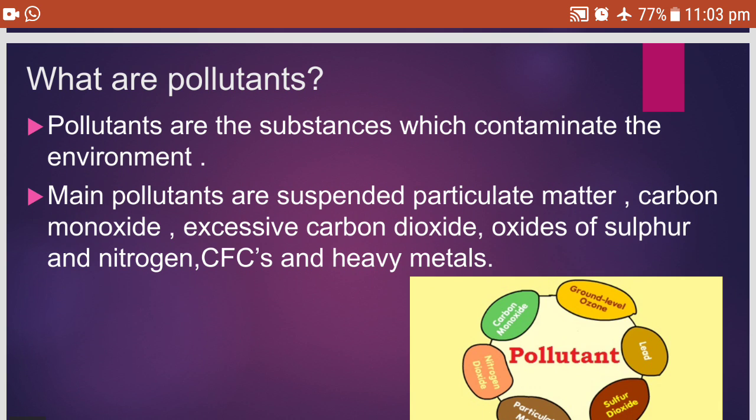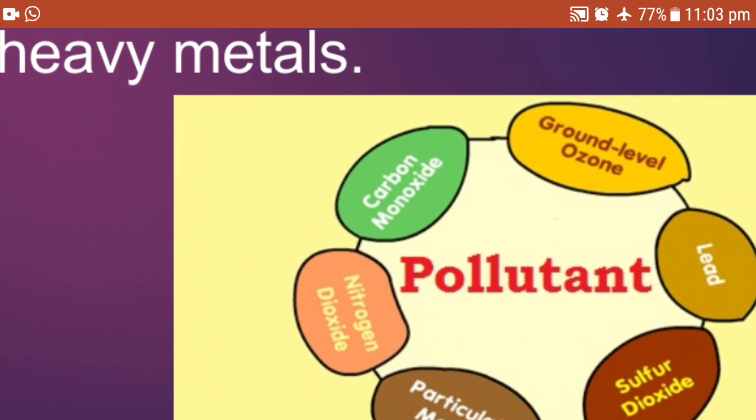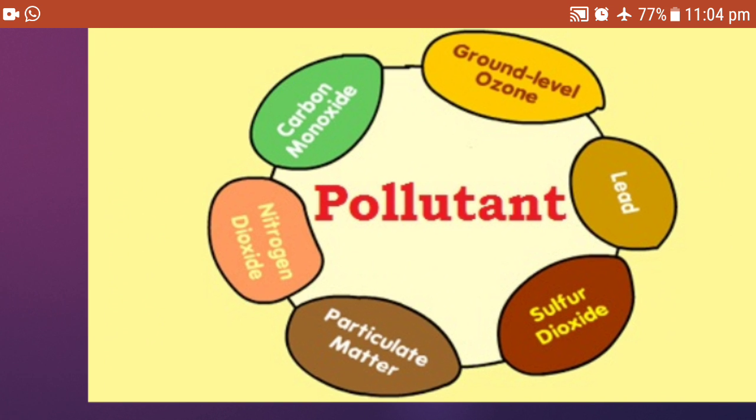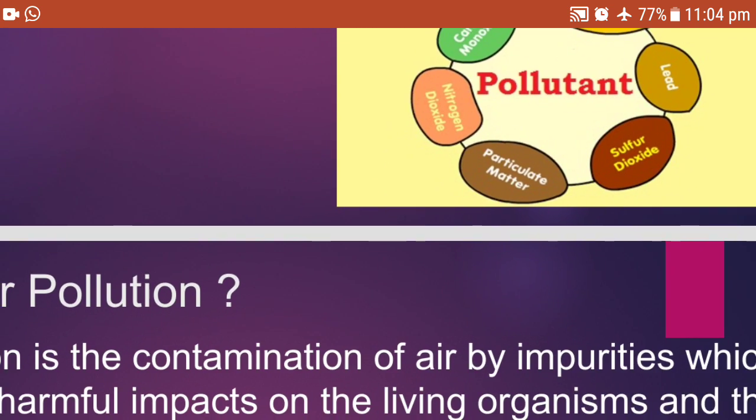Main pollutants are suspended particulate matter, carbon monoxide, excessive carbon dioxide, and oxides of sulfur and nitrogen, CFC means chlorofluorocarbons, and heavy metals. These are the pollutants. So we mainly describe the pollutants as 6 types: ground level ozone, lead, sulfur dioxide, particulate matter, nitrogen dioxide and carbon monoxide. These are the 6 types of pollutants.